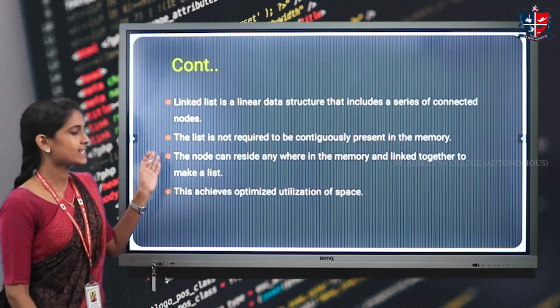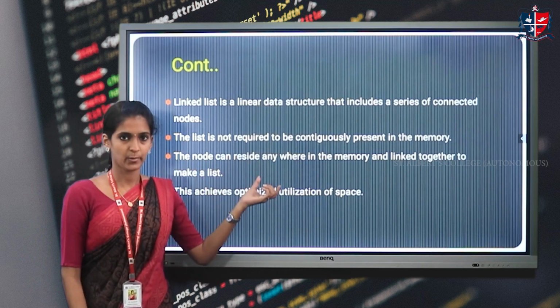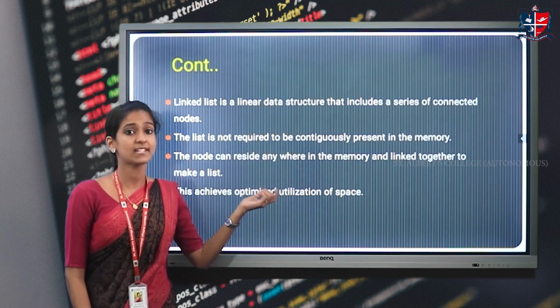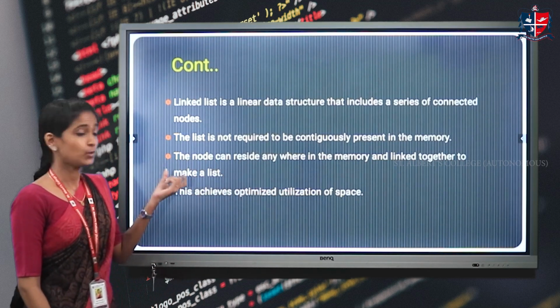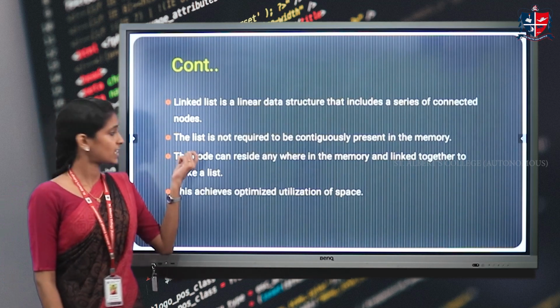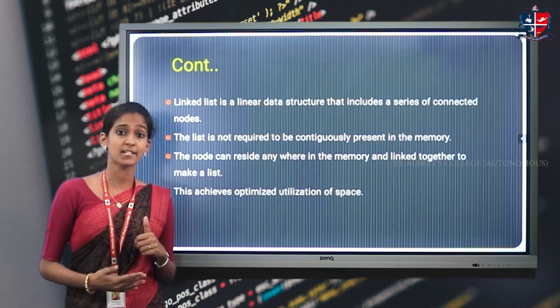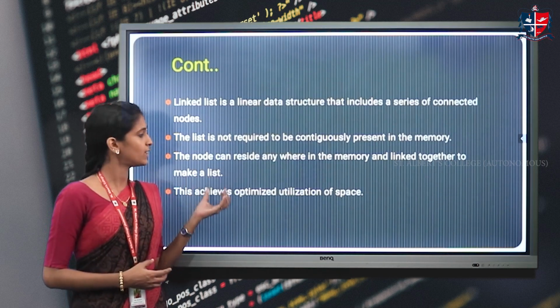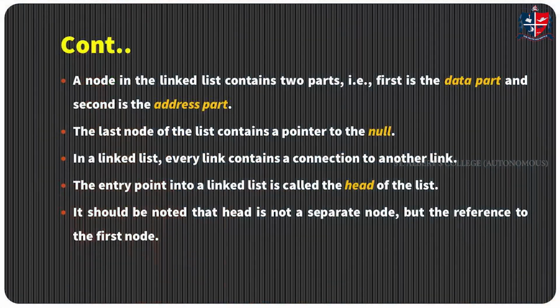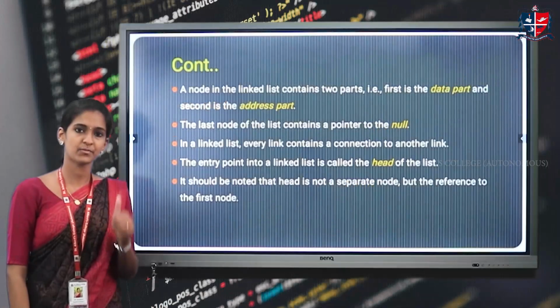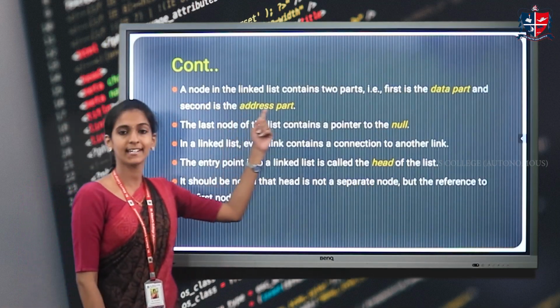So in the linked list, the elements are not stored in a continuous manner, whereas in the array, the elements are stored in a continuous manner. Then how is the linking process possible? All the nodes are linked together. In a linked list, each node contains two parts. The first one is data and the second one is the address part.